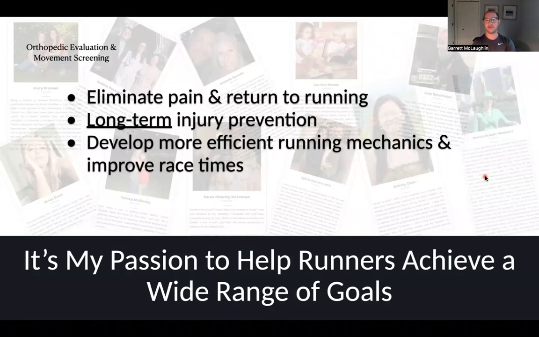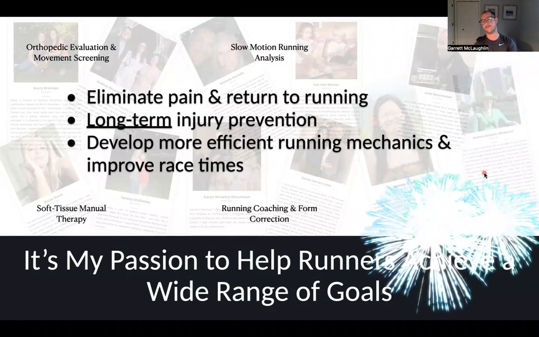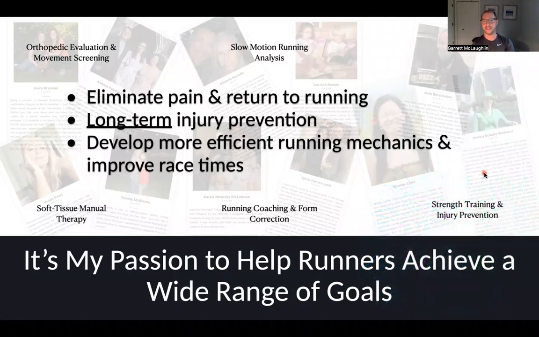Within the Healthy Running Program, we do that through orthopedic evaluations and movement screenings, and slow motion running analysis. We try to get everyone on the treadmill, depending on what service they're participating in, to look at running mechanics and understand how we can become more efficient. We also offer soft tissue manual therapy, specifically Active Release Techniques, and running coaching and form correction. And of course, what we're here for today, our strength training and injury prevention.